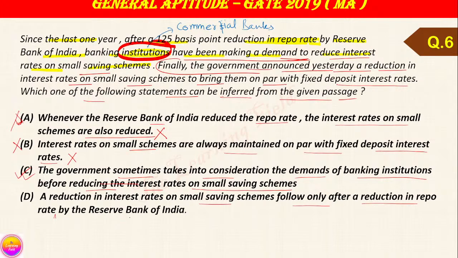Just a second, rate by Reserve Bank of India. Here also the main policy of government, finally government announced. So these three options, government is not included in these three options. That's why you can easily discard these three options and the correct option is option C here. Okay, now we go to the next question.